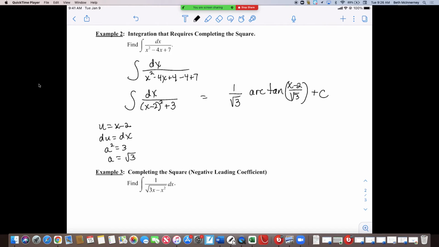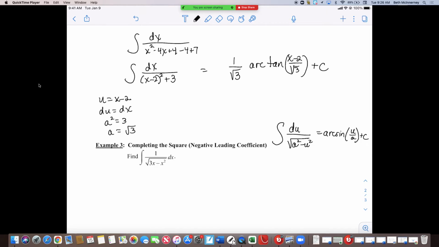Let's look at another one, and I'm going to write this one up for you to jog your memory. So if you can't get it of the form integral du over u squared plus a squared, we want to take a look at one of our other inverse trig integrals. So if I look at example 3 and I want to find the integral of 1 over the square root of 3x minus x squared dx, where the leading coefficient is negative.